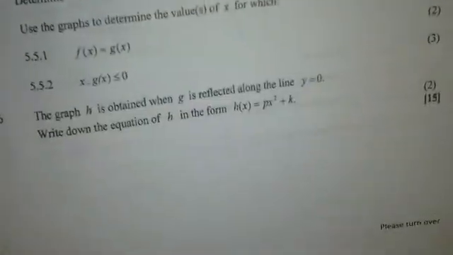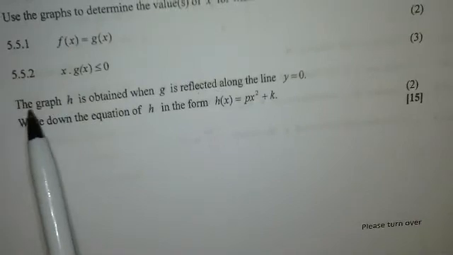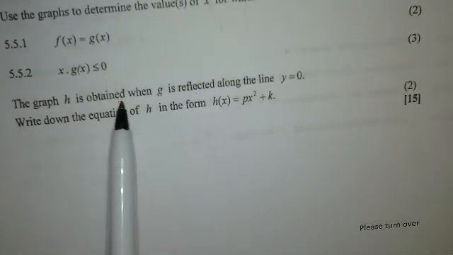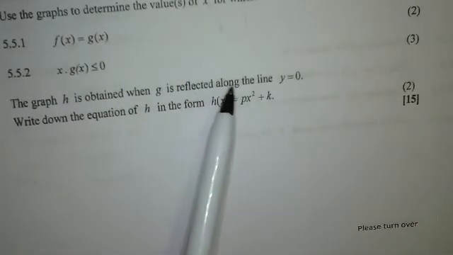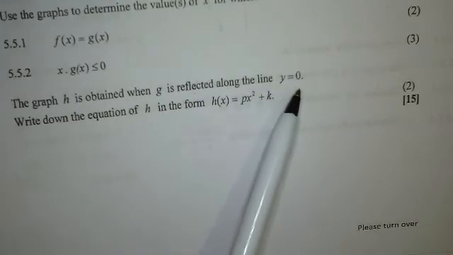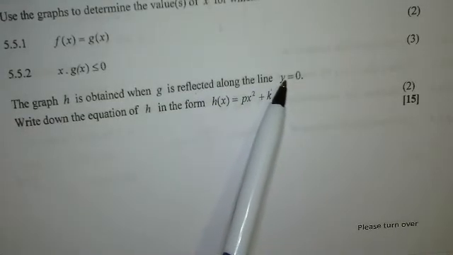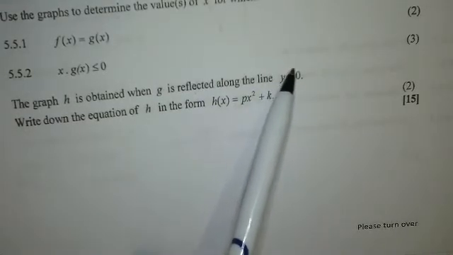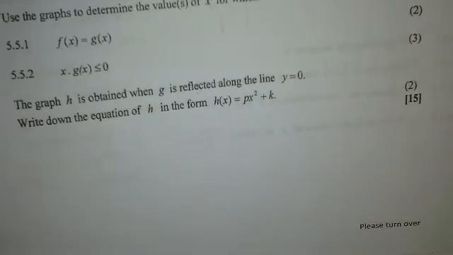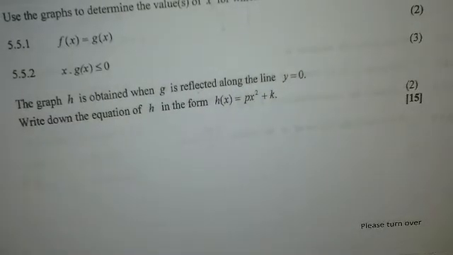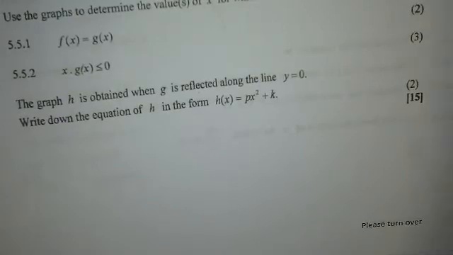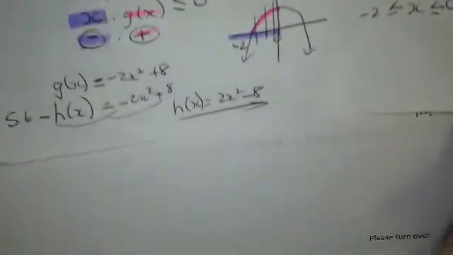Right. So the last question here is the graph of h is obtained when g is reflected along the line y equals 0. Now y equals 0 means the x-axis. My rule for reflection in the x-axis means that my x stays the same and my y is getting a negative.